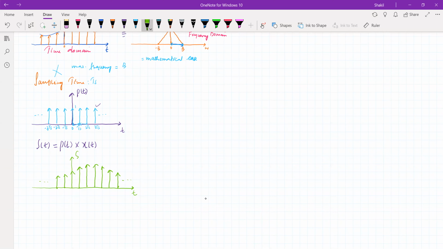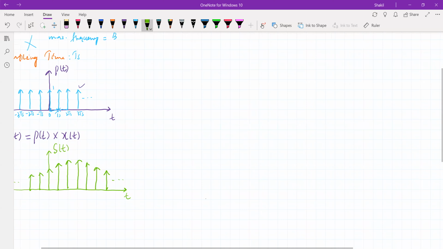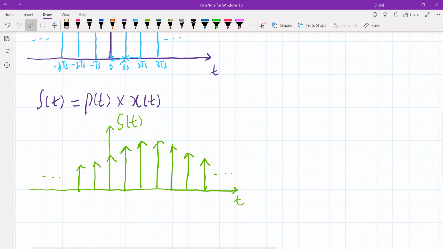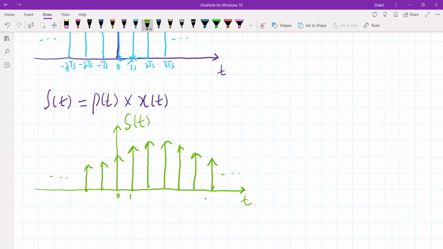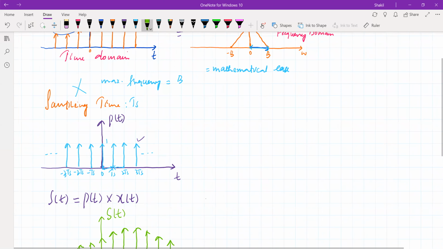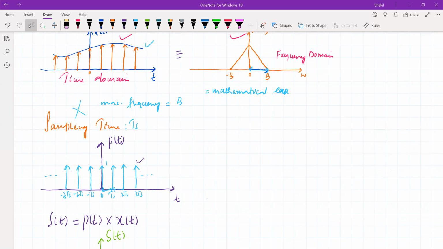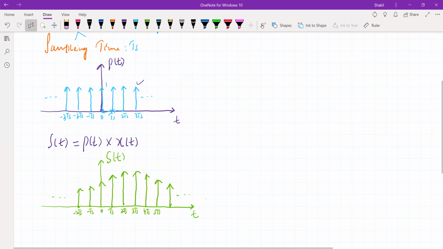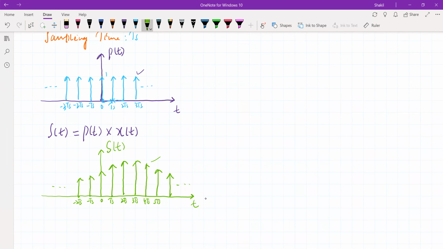So this will be s of t, which is equal to the multiplication of x of t with p of t. This is at 0, this is at TS, this is at 2TS, this is at 3TS, and so on, 4TS, 5TS. This is at minus TS, this is at minus 2TS. So this is how I accomplished the sampling of x of t by multiplying it with another signal, p of t, and the output is the sampled signal, which looks like the sampled version of the original signal.